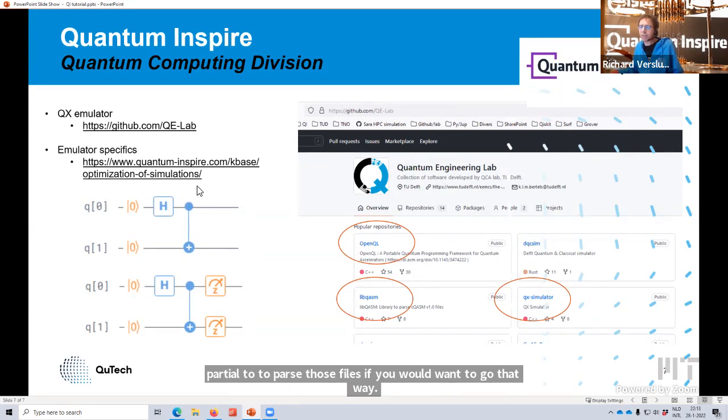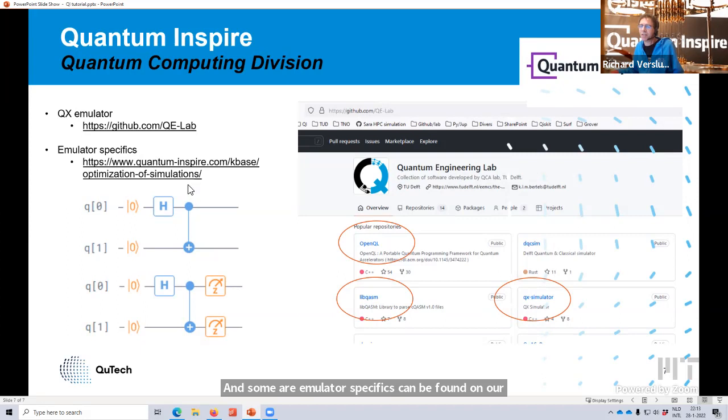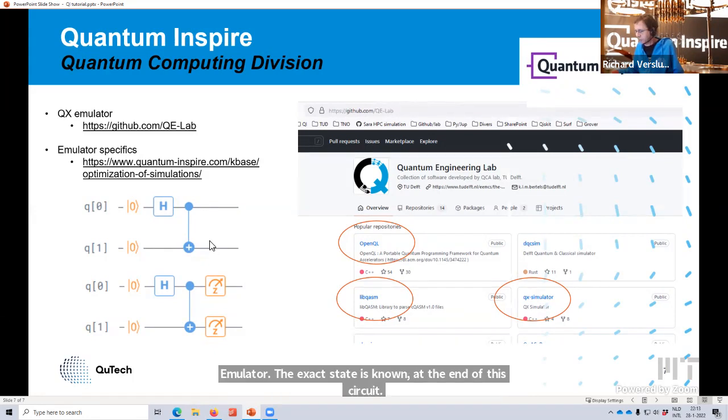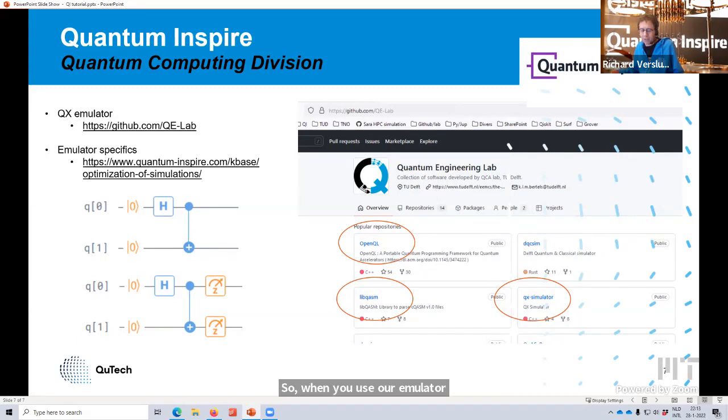And some more emulator specifics can be found on our knowledge base, and then especially about the optimization of simulations. And I'll explain this a little bit more by looking at these two algorithms, these two circuits. Let's look at this first circuit where we generate a Bell state using a Hadamard gate and a CNOT. On an emulator, the exact state is known at the end of this circuit. So when you use our emulator, and I would really advise to use our emulators first to try out your algorithms and then later run it on our hardware backends.